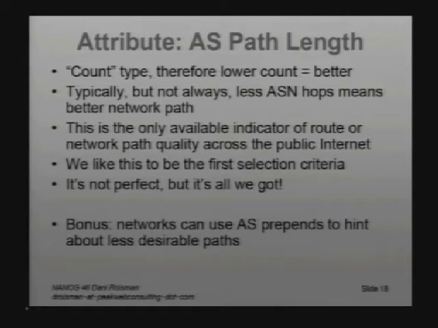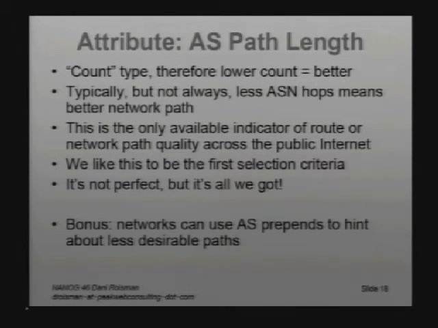AS path length, that attribute. As I said before, it's a count type. The lower the count, the better. Typically, fewer ASN hops means better performance. Do I need to go through 5 different ISPs to get to that end host, or 2 different ISPs? There are definitely fewer variables when you go through fewer ISPs. Now, this is really the only indicator that we have for route quality across the public internet. For better or for worse, I'm not saying it's perfect, but it's all we got. So I like to say, let's use it. We might as well take advantage of it.